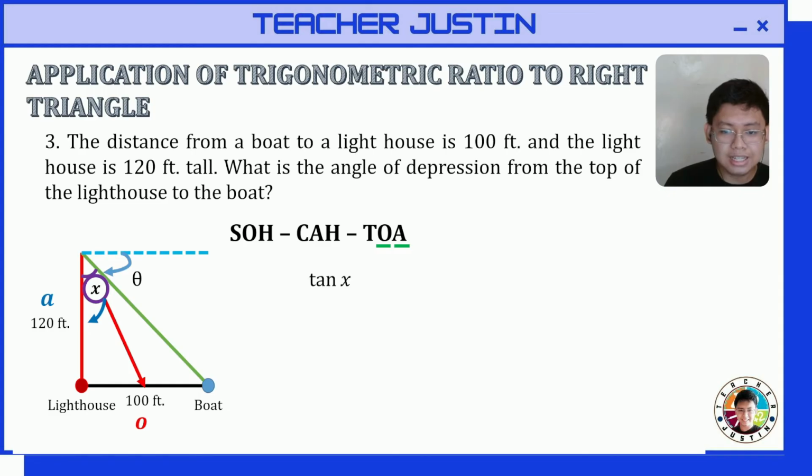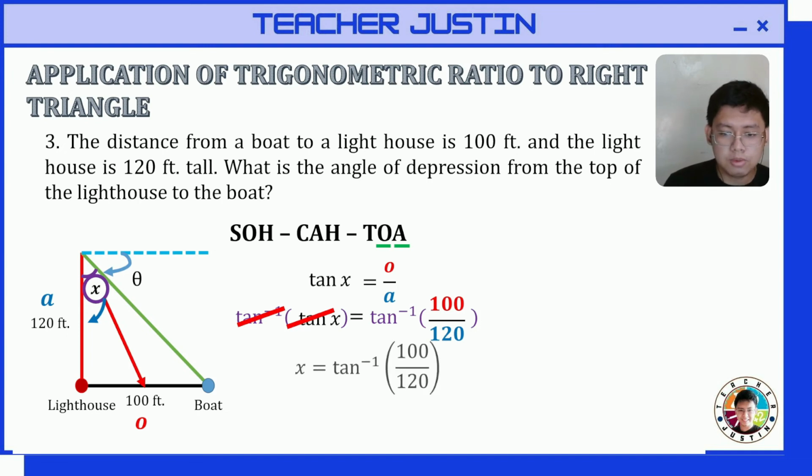Now, we know that tangent x is equivalent to opposite over adjacent. Now, let's substitute their values. That will be tangent x is equal to 100 over 120. Let's remove the trigo ratio for tangent by getting the inverse trigonometric ratio for tangent, and that is the arctangent. So we get the arctangent of both sides. We can cancel the trigo ratio for tangent, so we will have x is equal to arctangent 100 over 120.